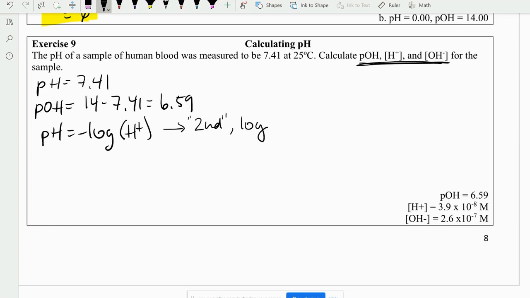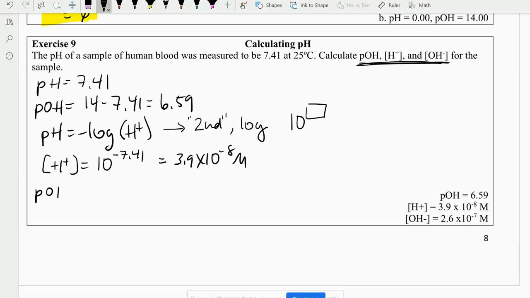Okay, and what that's going to do is bring up a base of 10 with a box in it. Now, to solve for hydrogen ion concentration, if you already know pH, which was 7.41, to do the inverse function of negative log, you would raise 10 to the negative pH, so negative 7.41. Okay, that's how you would rearrange that equation and solve for H+. And when you do that, you should get 3.9 times 10 to the minus 8.